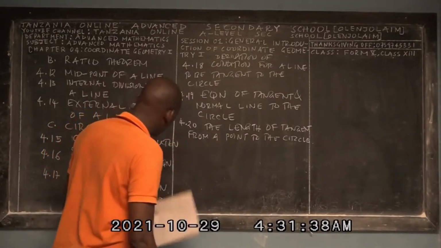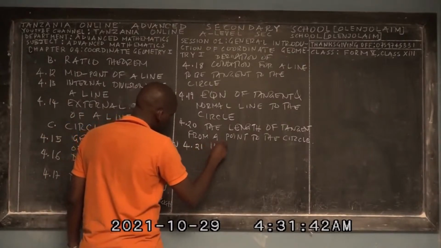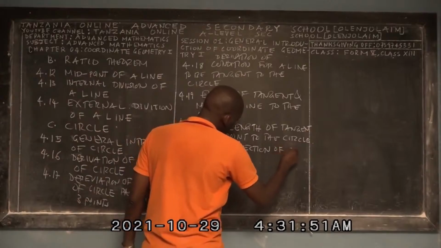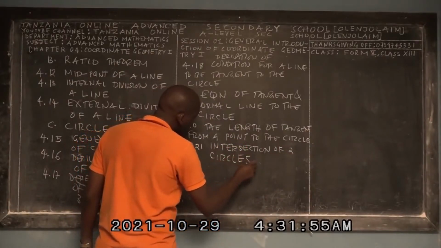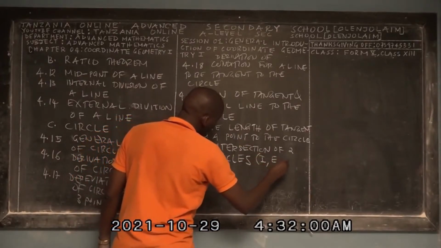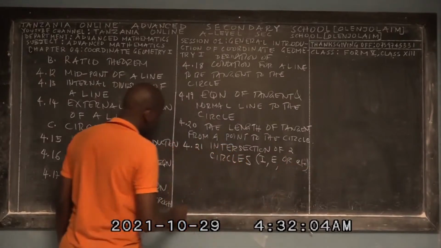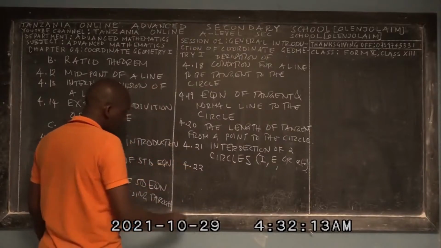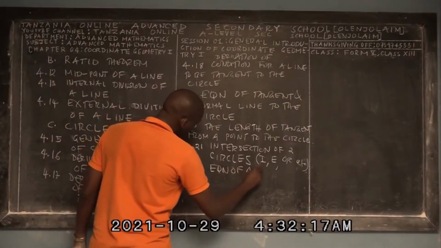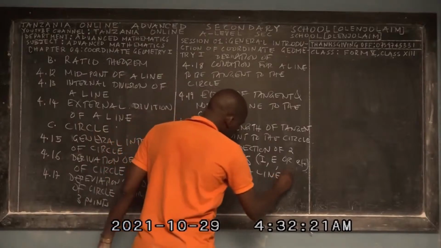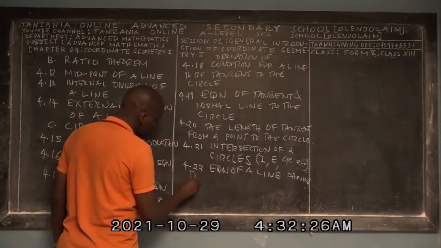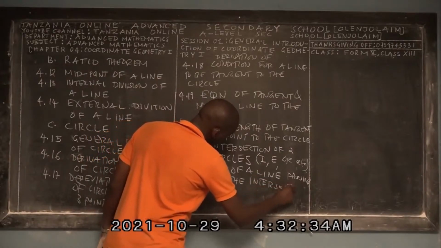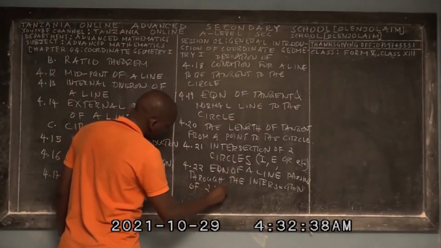And hence, intersection of circles, what will we teach you? 4.21, intersection of 2 circles. The 2 circles can intersect internally, externally, orthogonally, etc. Then the next concept, 4.22, will teach you how we can deal with the equation of a line passing through the intersection of 2 circles.